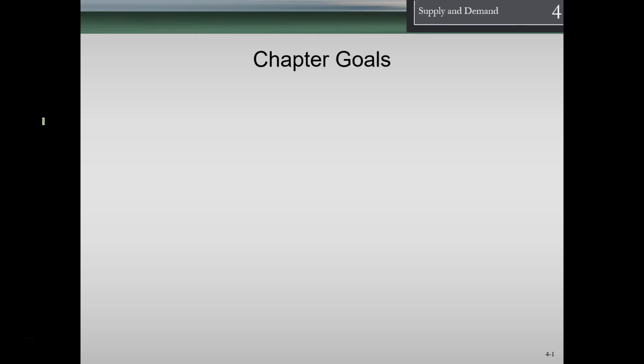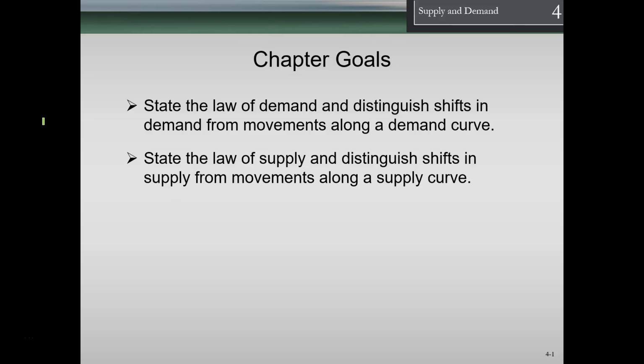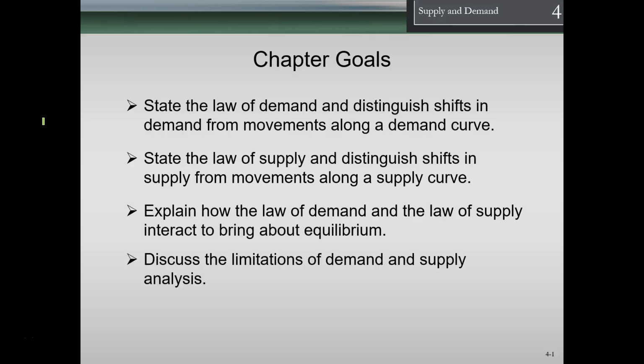Hello, in this lecture we're going to continue on supply and demand, chapter 4. Remember the objectives we have at this point. We've taken a look at how to state the law of demand and distinguish between shifts in demand from movement along the demand curve, and state the law of supply and distinguish between shifts in supply from movement along the supply curve. We will now move on to explain how the law of demand and the law of supply interact to bring about equilibrium, as well as discuss the limitations of demand and supply analysis.